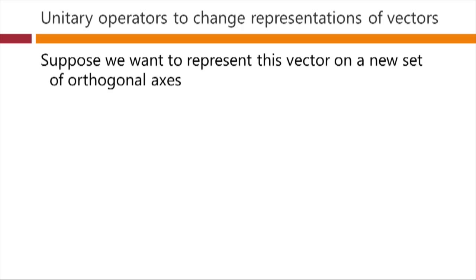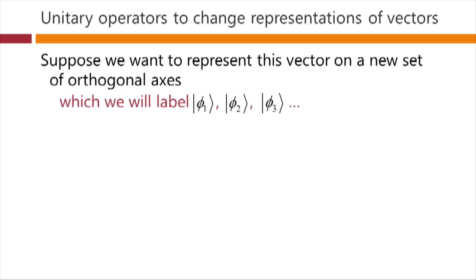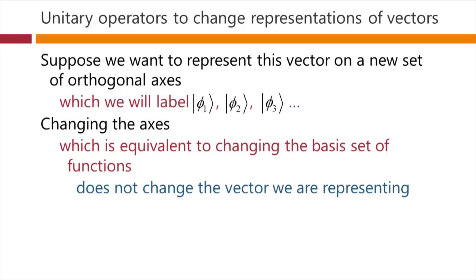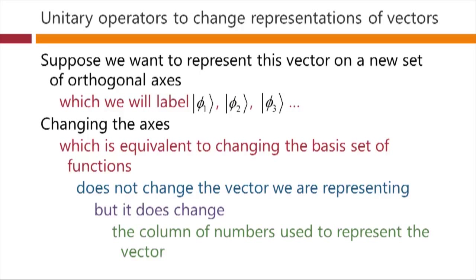Suppose then we want to represent this vector on some new set of orthogonal axes, and we'll label these with another Greek letter, phi. So this is phi1, phi2, phi3. These are orthogonal axes, and these are the unit vectors, as usual, on those axes. Changing the axes, which is equivalent to changing the basis set of functions we're going to use, does not change the vector we're representing. We're merely changing the coordinate axes, if you like. We're not changing the vector. But it does change the column of numbers we're going to use to represent the vector.